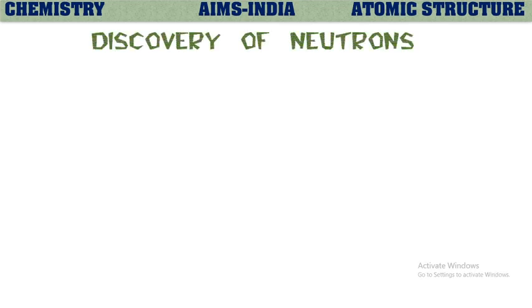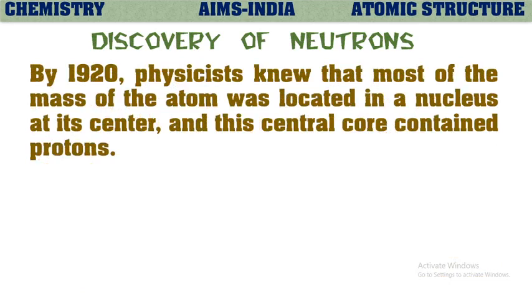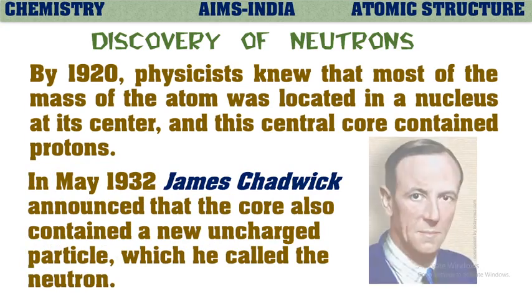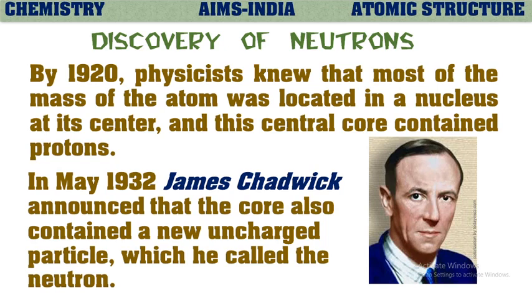Now let us see the discovery of neutrons. By 1920, physicists came to know that most of the mass of the atom was located in a nucleus at its center, and the central core contained protons. In May 1932, James Chadwick announced that the core also contained a new particle which he called the neutron.